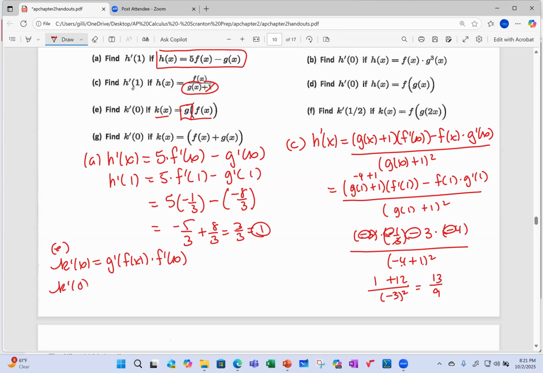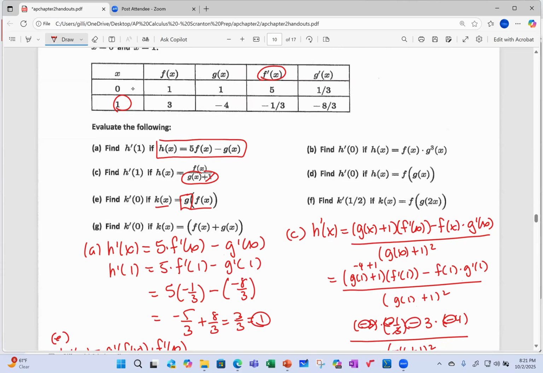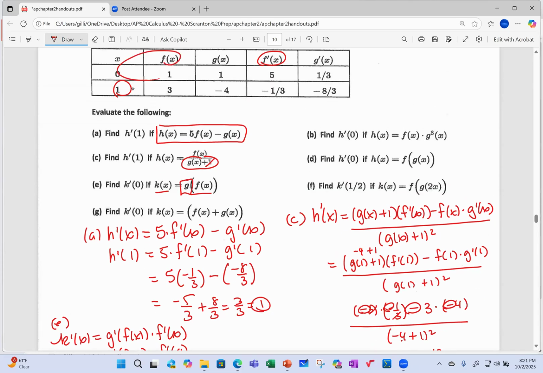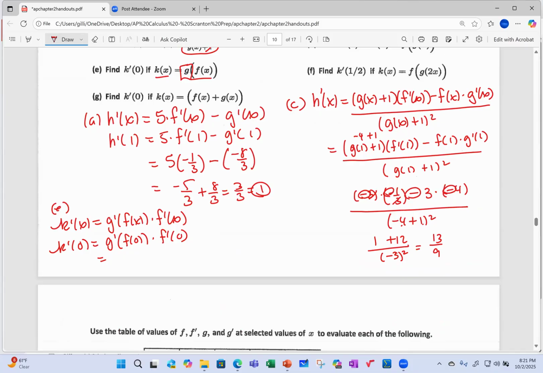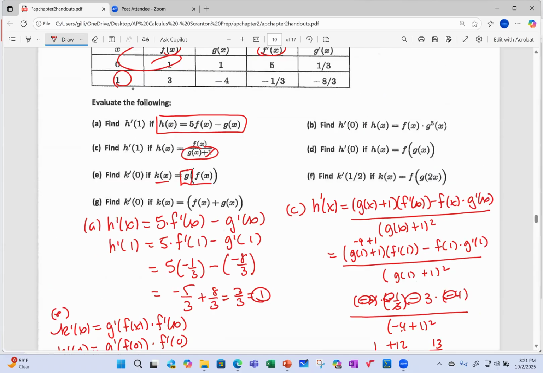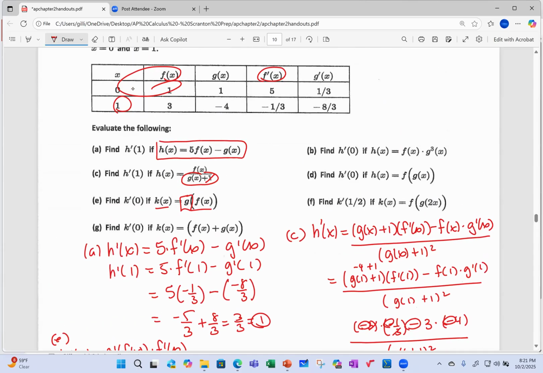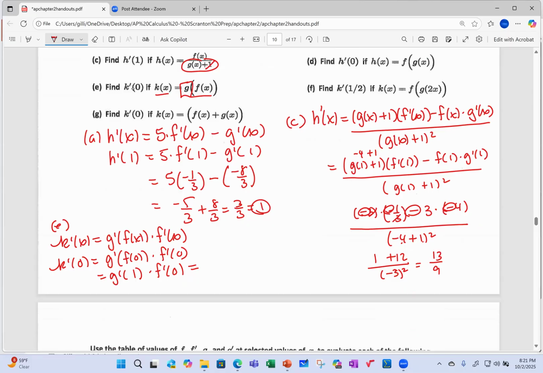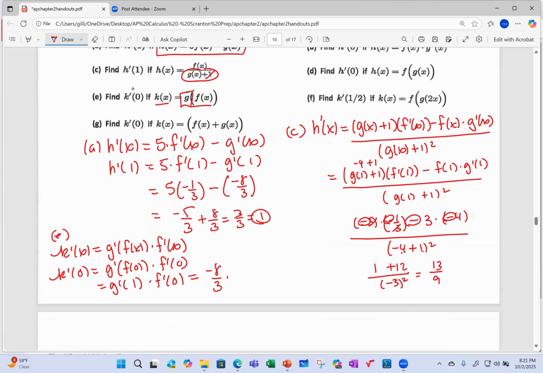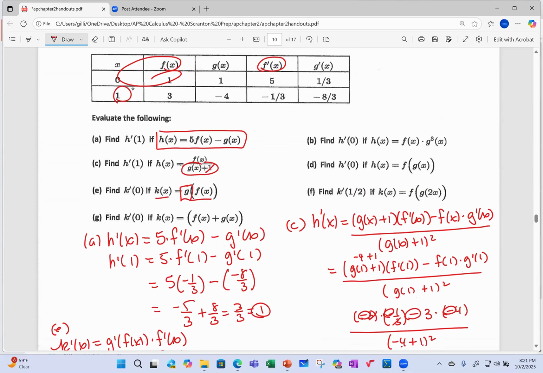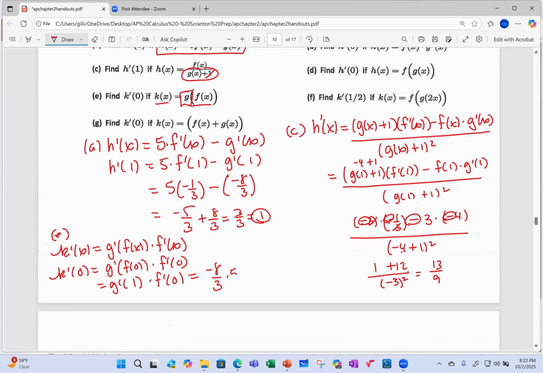K prime at 0 is equal to g prime of f at 0 times f prime at 0. And f at 0 is 1 on my table. So now I have g prime at 1 times f prime at 0. G prime at 1 from the table is negative 8/3, and then f prime at 0 is 5. So I'm getting here a negative 40/3.